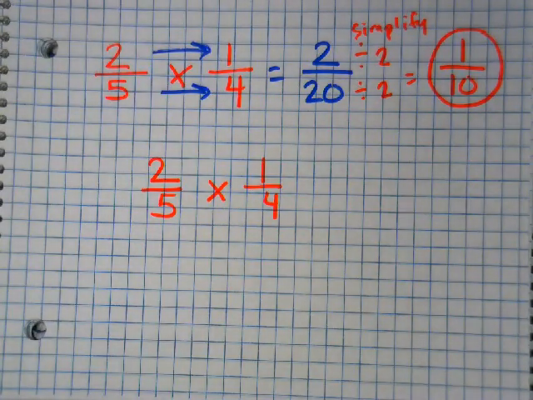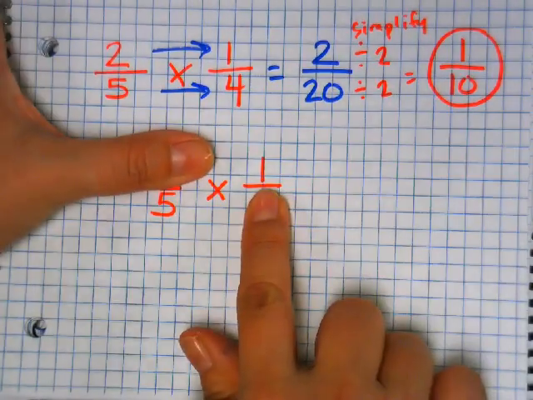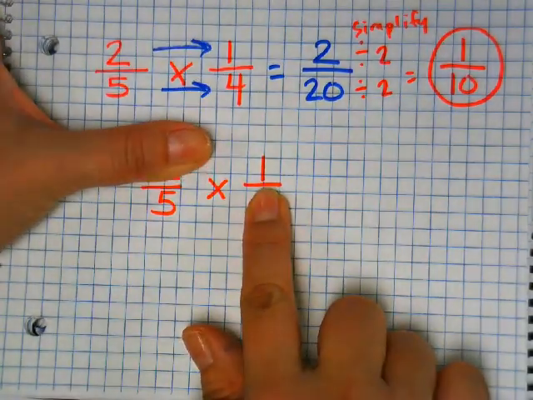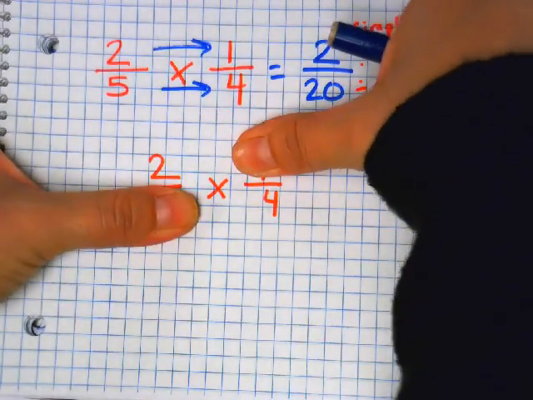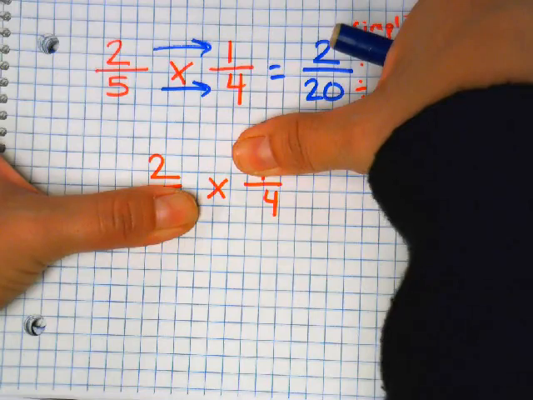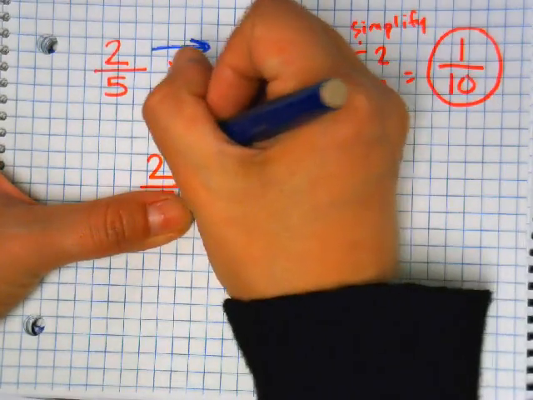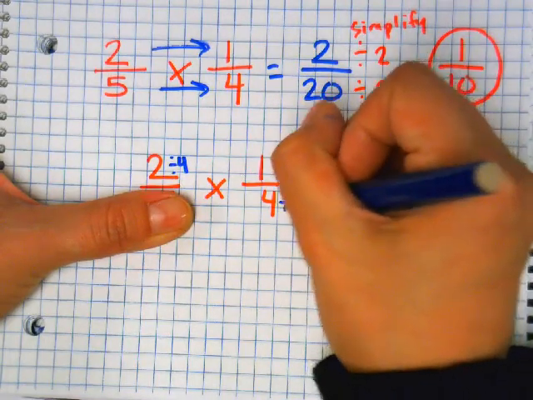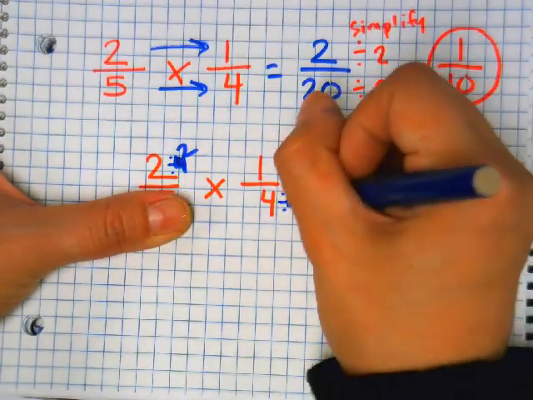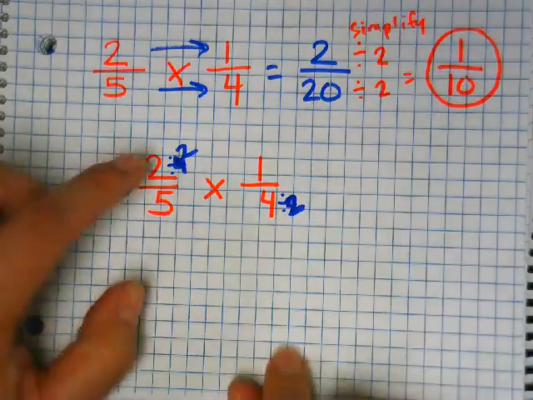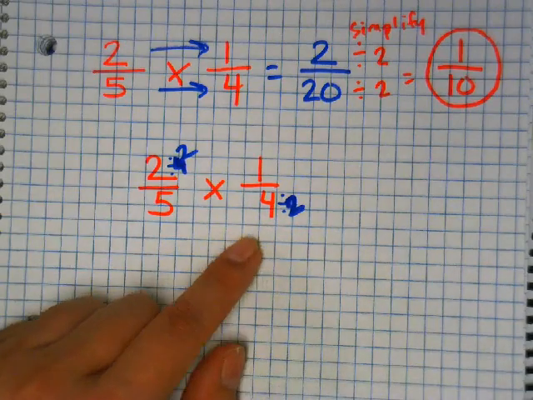So you're going to simplify before you multiply. You cover up the corners. Can I divide 5 and 1 by anything? Nope. So ignore it. Can I simplify 2 and 4? Yes. What can I divide 2 and 4 by? Divide by 2. So I can divide by 2, divide by 2. So this is called simplifying the corners.